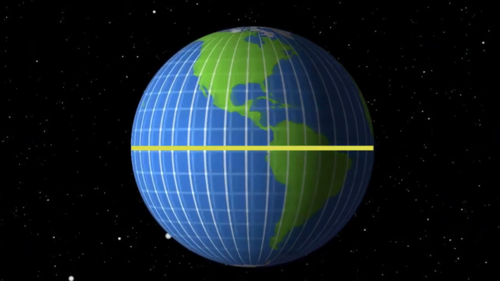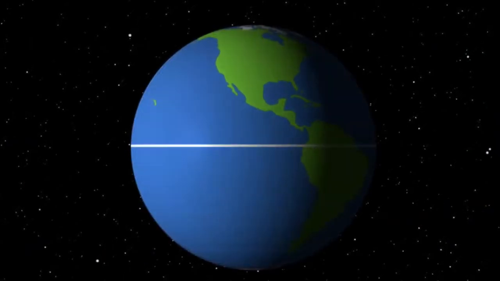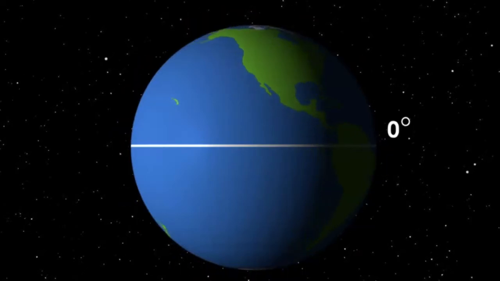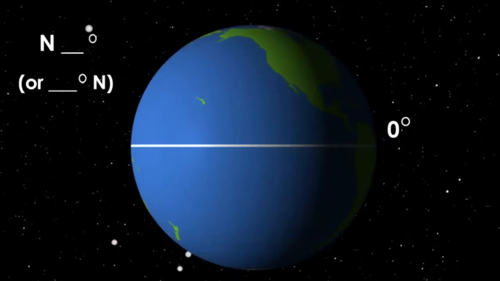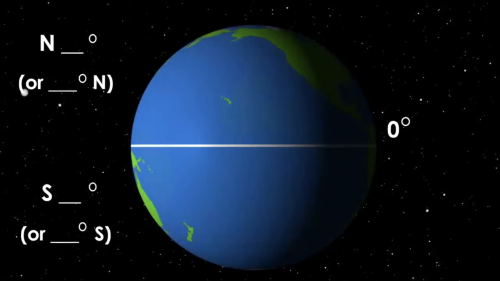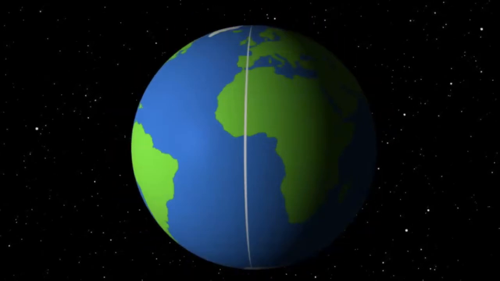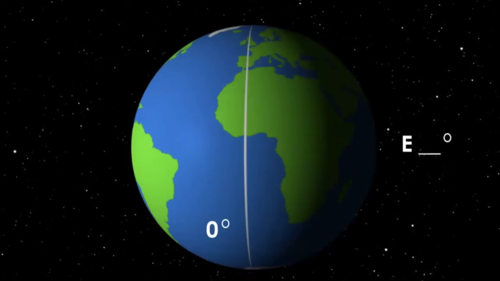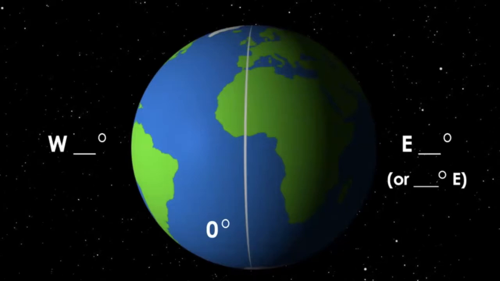Lines of latitude and longitude intersect at right angles at the equator. The equator is the line of latitude that divides the Earth into the northern and southern hemispheres. At 0 degrees latitude, all locations north of the equator are written as N number of degrees. All locations south of the equator are written as S number of degrees. Lines of longitude begin at the prime meridian, which divides the Earth into eastern and western hemispheres. At 0 degrees longitude, all locations east of the prime meridian are written as E number of degrees. All locations west of the prime meridian are written as W number of degrees.